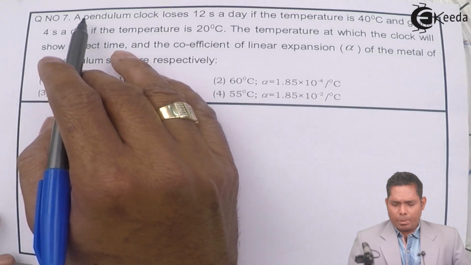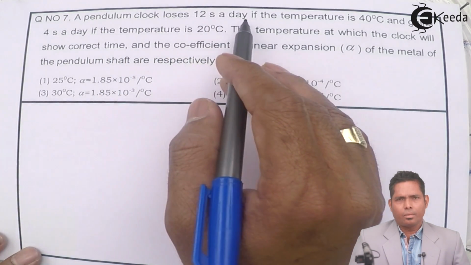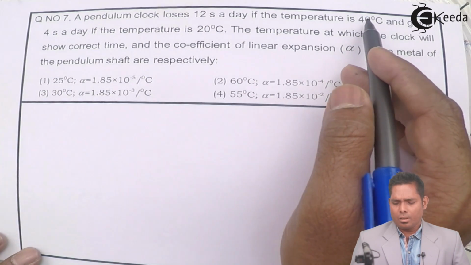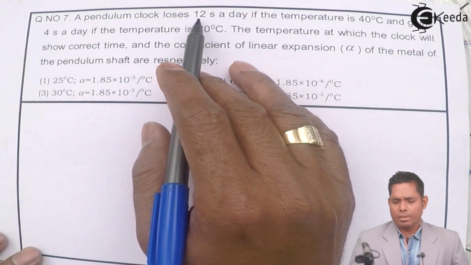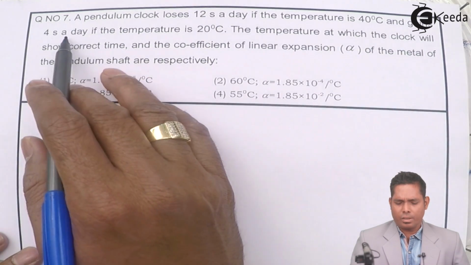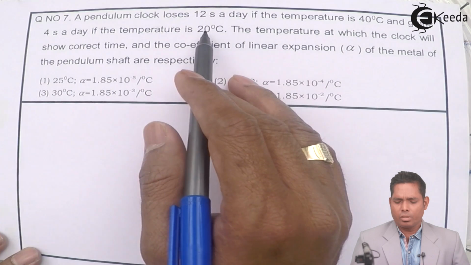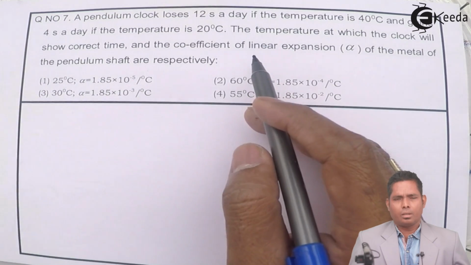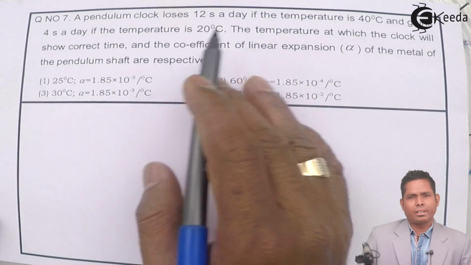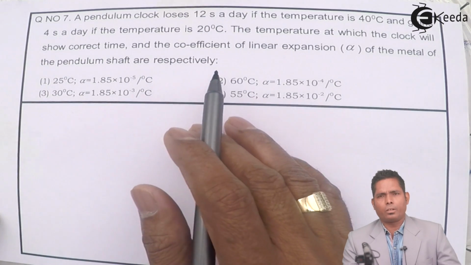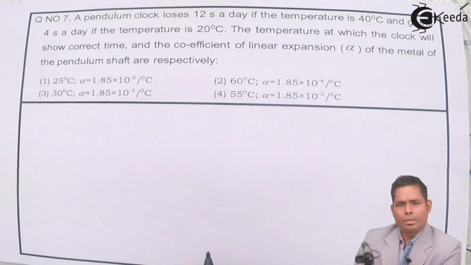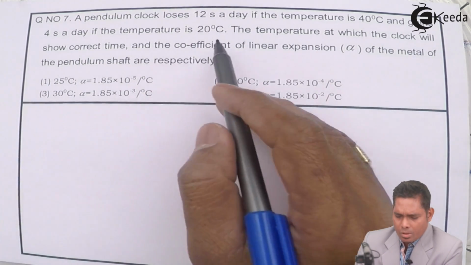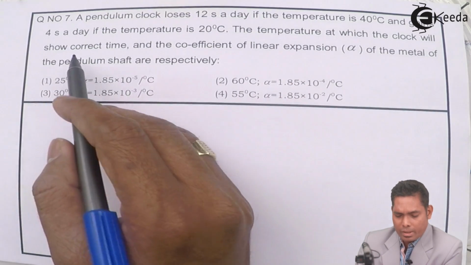The question is: a pendulum clock loses 12 seconds a day if the temperature is 40 degrees centigrade. That means if the temperature is increasing, there is a loss of 12 seconds in a day, and it gains 4 seconds a day if the temperature is 20 degrees centigrade. That means if you decrease the temperature from a given temperature, it gains time, and if the temperature is more than the correct temperature, then it loses seconds. Find the temperature at which the clock will show correct time.